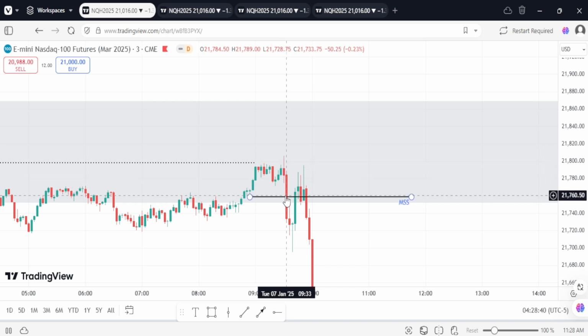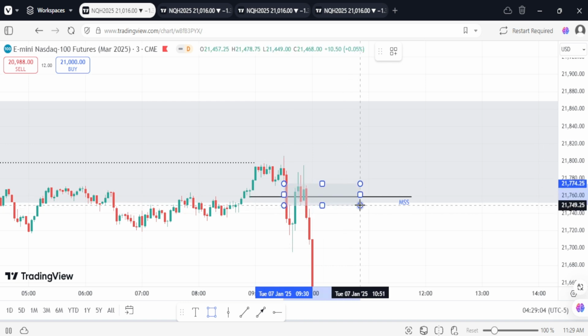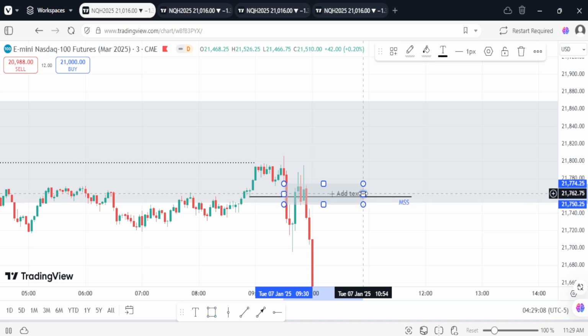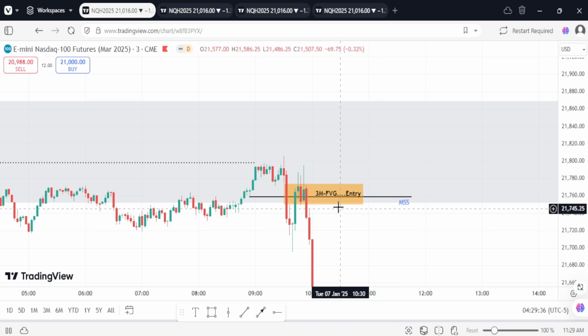A fair value gap is a three-candle pattern. There is this candle here, and this candle which has been given some space here. This gap between these two candles is a fair value gap. So this is the bearish fair value gap. Let's give it this color, and let's label it 3-minute fair value gap. We can also say this is our entry.